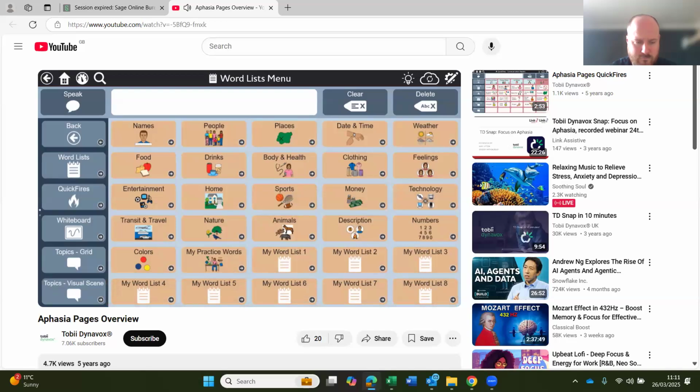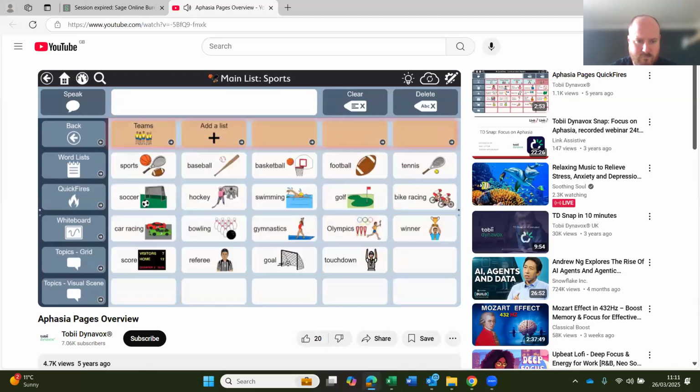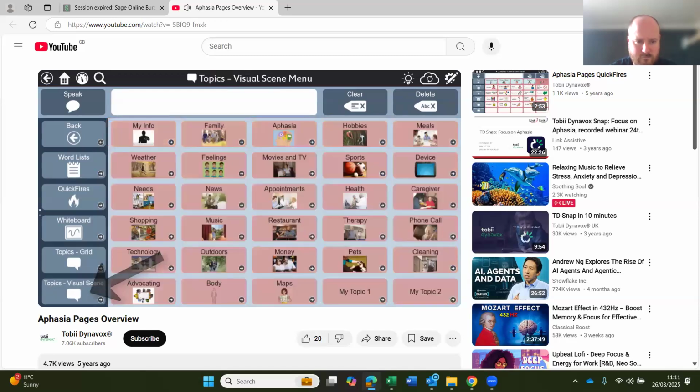Third, many people with aphasia have trouble attending to the right side of their visual field. Therefore, we avoided putting frequently used content on the right side of each page. As seen here in word lists, and here in visual scenes.